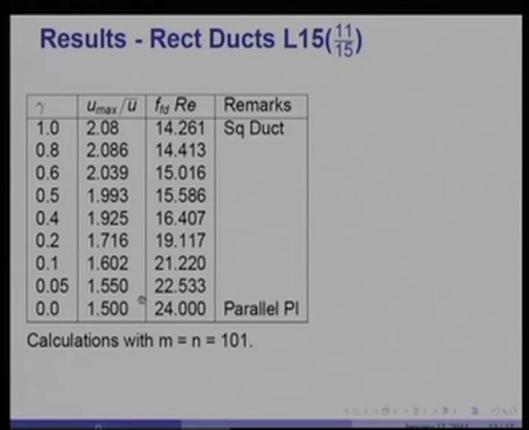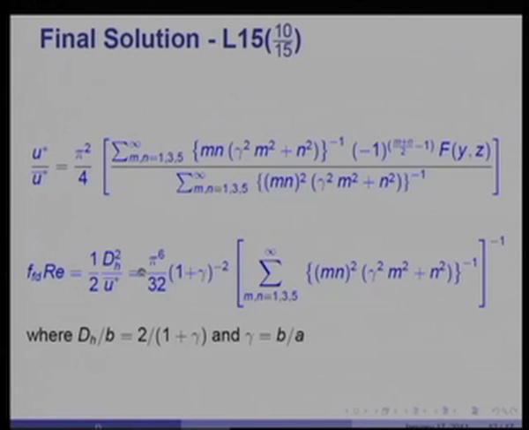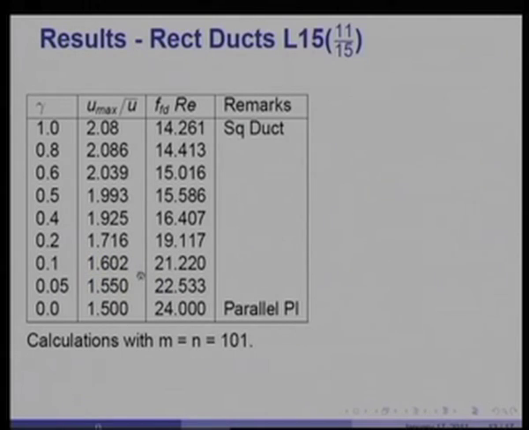In all these cases, you have to choose the values of M and N in this series, and I have chosen M and N equal to 101. Of course, it varies with duct shape, but once you evaluate these things on a computer, you can give any value. Once the series has converged, it is good enough to take any value of M and N beyond 101. The results will not change.